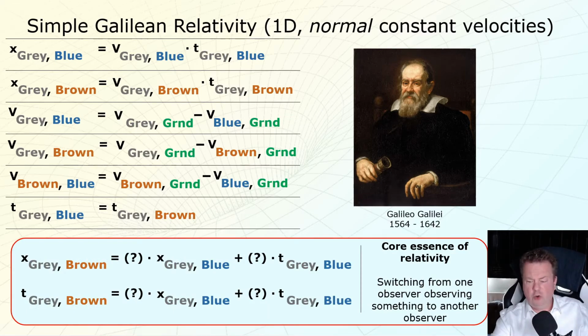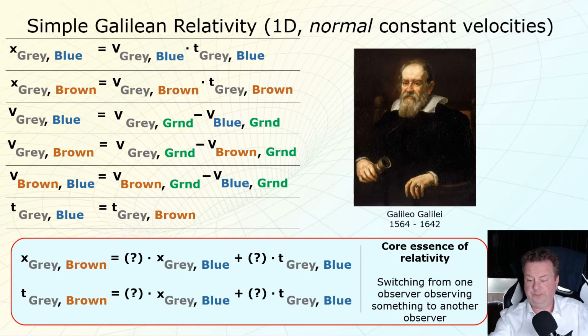What we're after, the core essence of relativity, is switching perspective between observers. So we want to take the readings of the blue observer and put them through some kind of set of equations, and calculate how the same observation would have been for the brown observer. This is what we call a coordinate transformation. So we're looking at what could be at the question marks. And I'm going to tell you in just a second, but if you want to do this on your own, just pause the video and see if you can come up with the question marks.